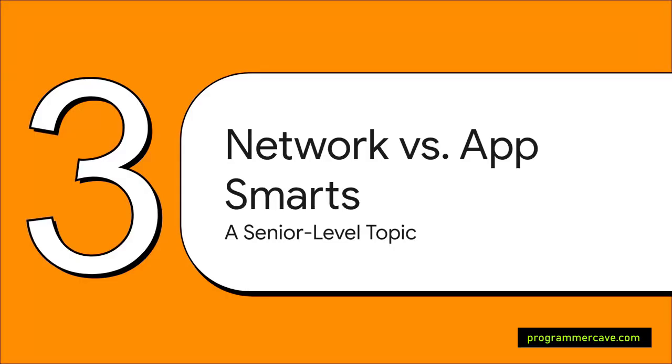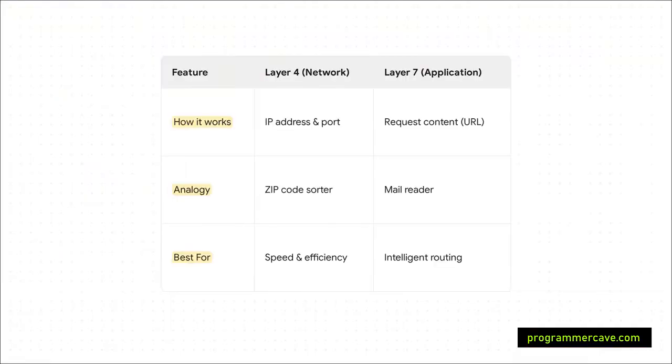Okay, let's level up for a sec. What we're about to talk about, Layer 4 versus Layer 7, is a classic topic. This is the kind of stuff that for sure comes up in senior engineering interviews, because it really gets to the heart of how a load balancer sees the traffic it's handling. So a Layer 4 load balancer works at the network level. All it sees are IP addresses and ports. The best analogy is a mail sorter who only looks at the zip code on an envelope. It doesn't know what's inside, it just knows where it's generally going. Because of this, it's incredibly fast.